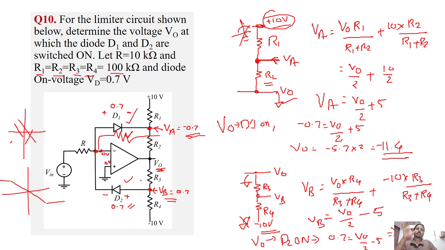So at V0 equal to minus 11.4, VA will be minus 0.7 and D1 will be on. Similarly, at V0 equal to 11.4, VB equal to 0.7 and D2 will be on. Okay, so this is how we'll find this voltage which was mentioned in this question. I think it's clear.